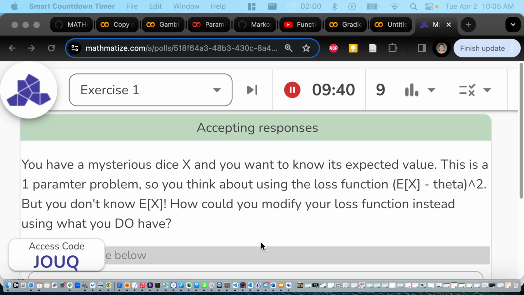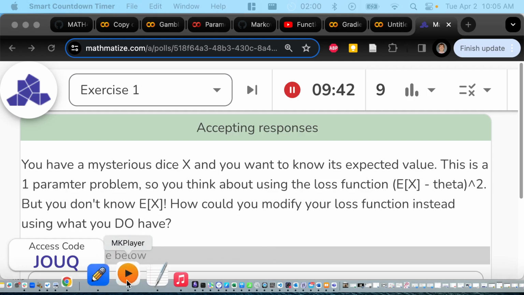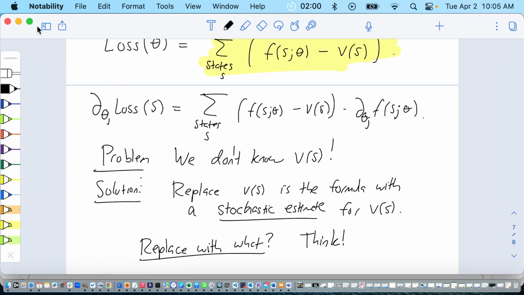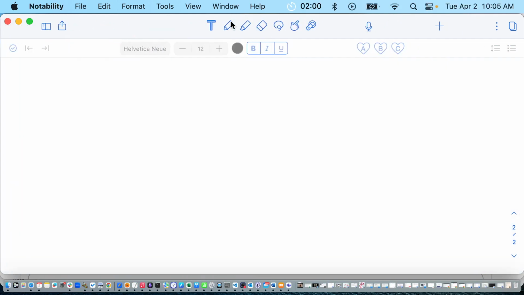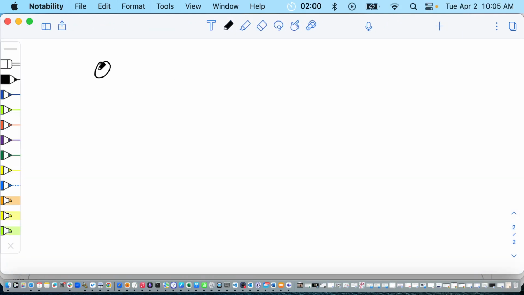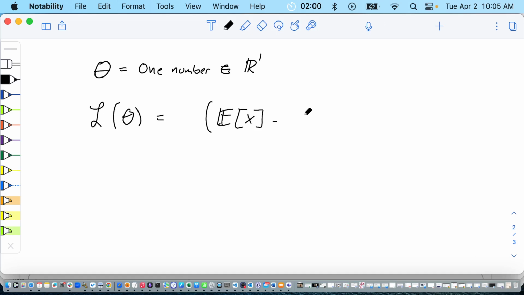And our first thought is, let's do this loss function that's written. Let me write it down on the blackboard here. The loss function, we have one parameter theta, so normally theta is a vector, but for us it is one number. It's in R to the 1. And we're like, let's make the loss function how far you are from the actual average of the dice minus theta squared, right? And of course, this is a quadratic equation because this is only one-dimensional.